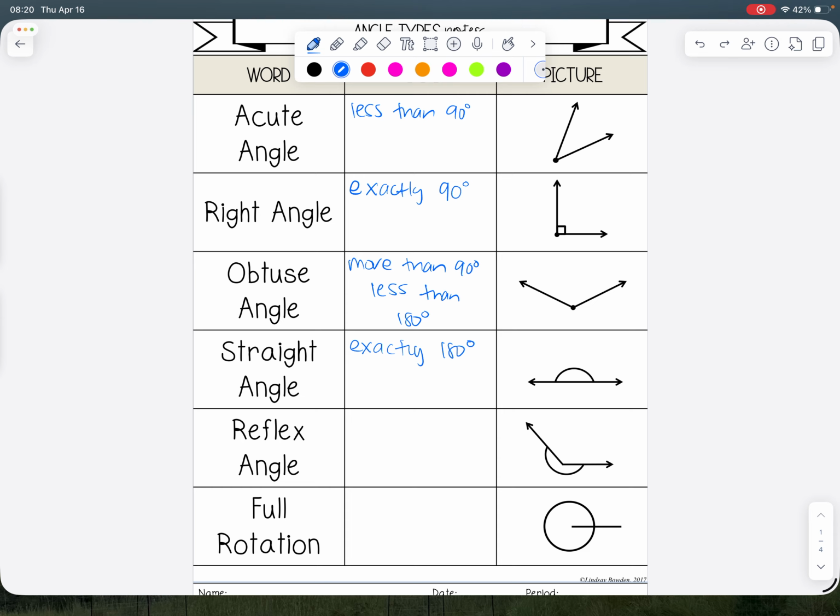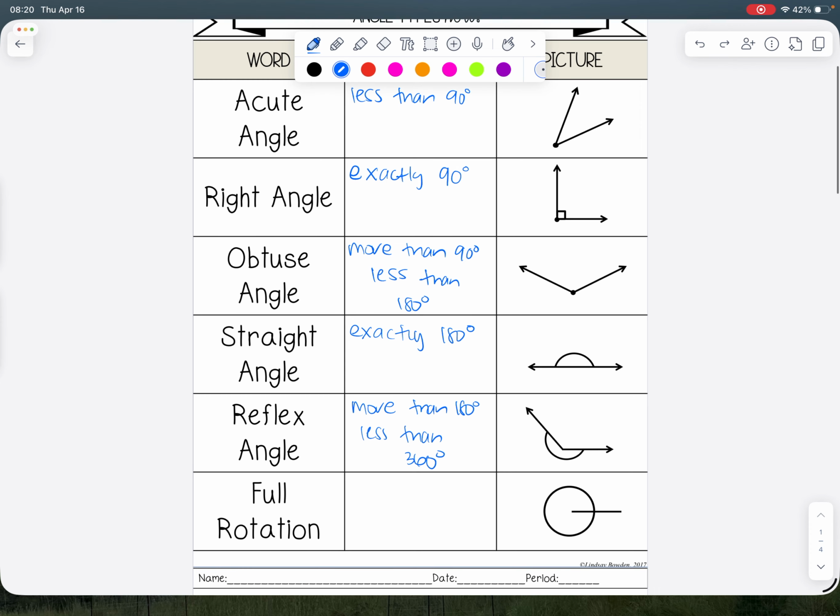Then we have a reflex angle. A reflex angle is more than 180 but less than 360. So here it kind of looks like the outside, what would be the outside of what we would usually think of as the angle. And then lastly, we have a full rotation angle, and that is an angle that is a full circle. It's exactly 360 degrees. So a full circle.